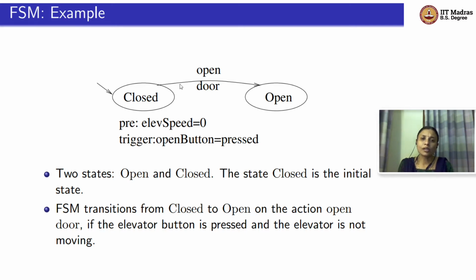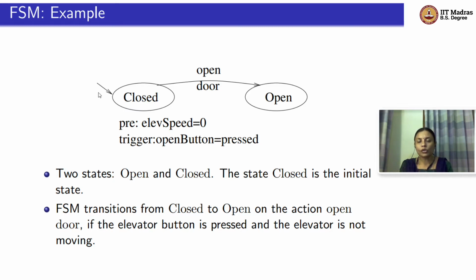But for this transition to happen on this event of opening the door, there are some conditions that must be satisfied. A precondition or a condition is that the elevator speed is zero. That is, the elevator is not moving. And the trigger is somebody standing at the entry to the elevator and pressing the open door button. So this is a small two-state finite state machine.